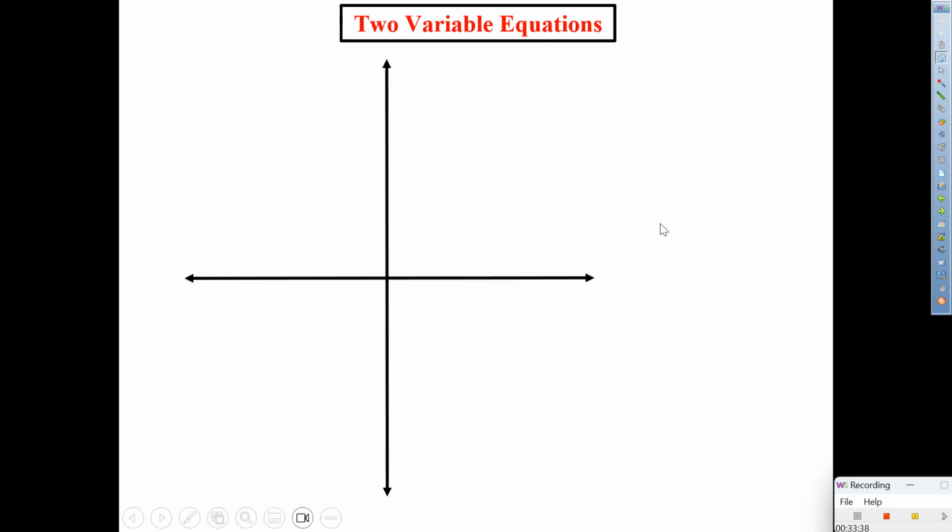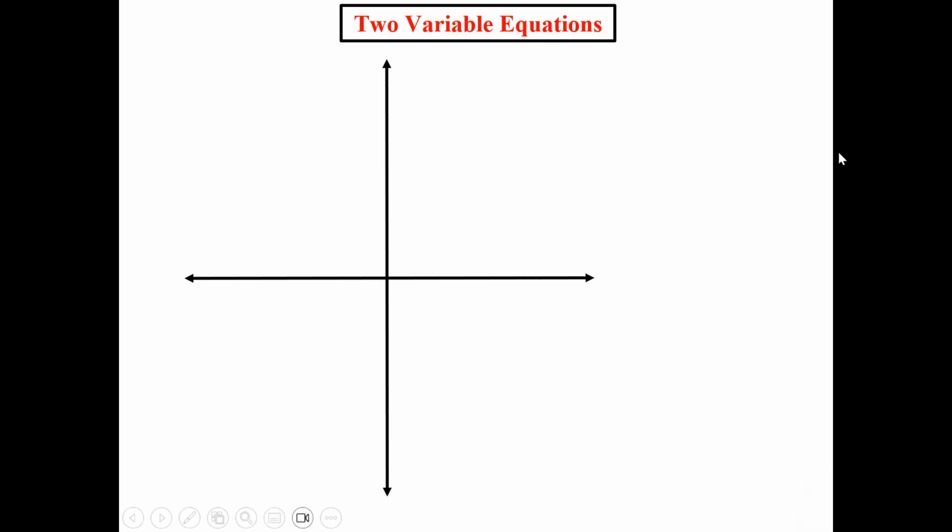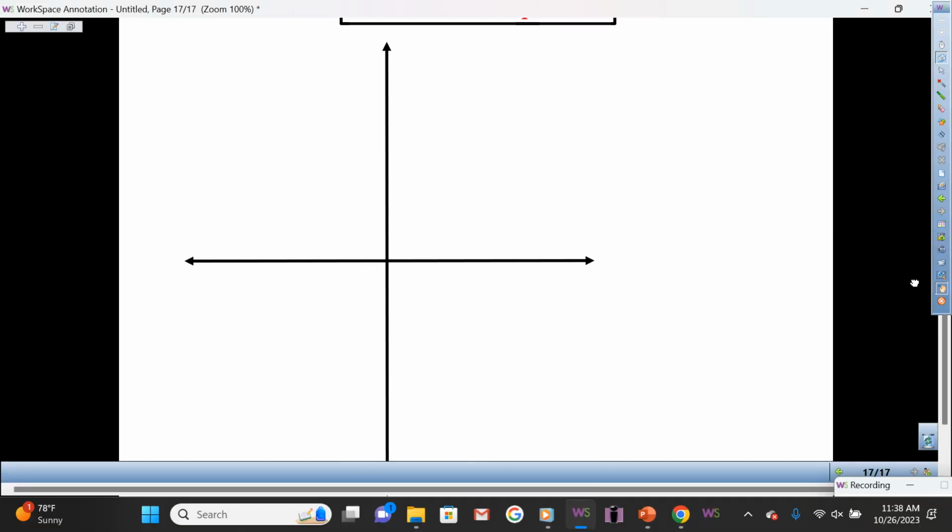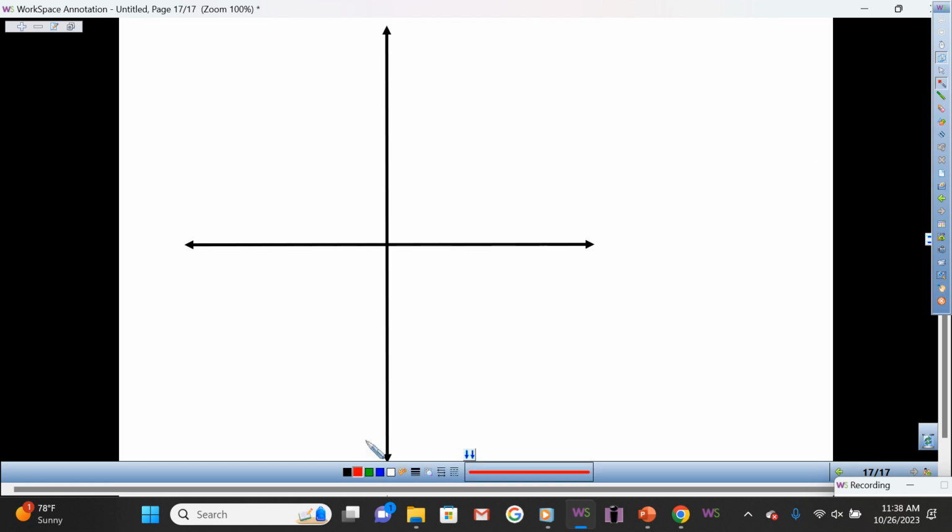So, copy this one, blank like that. No tallies, no numbers. All right, place a point here and a point there. Connect the 2 points. All right, so let's see how we do. Ready?